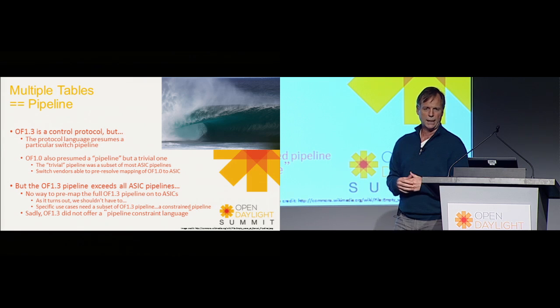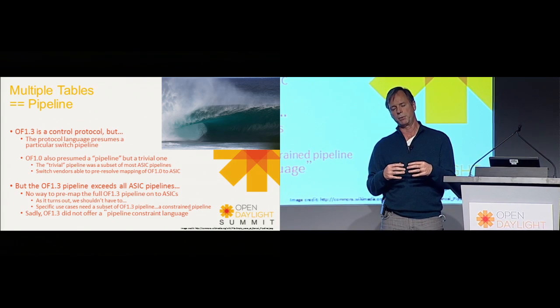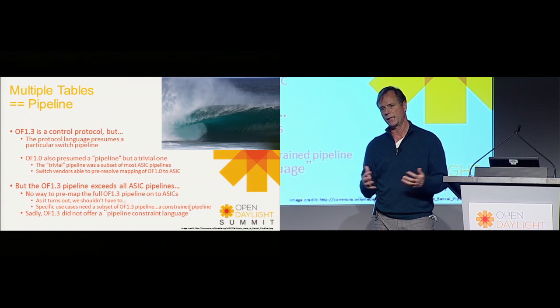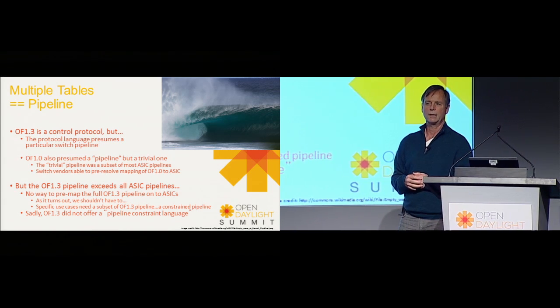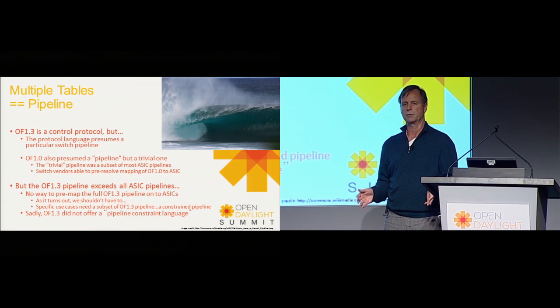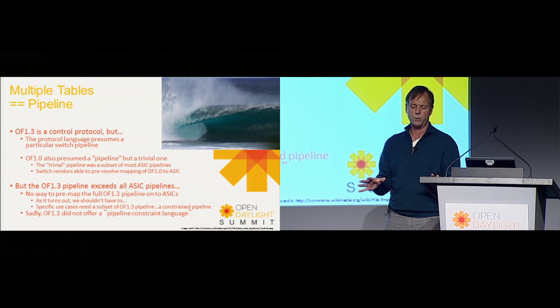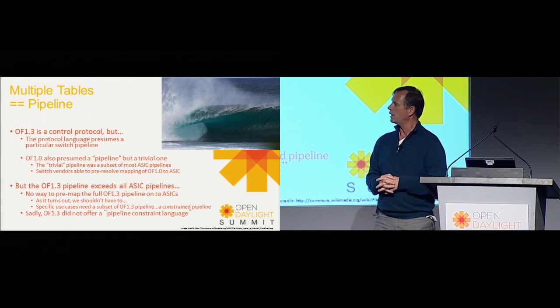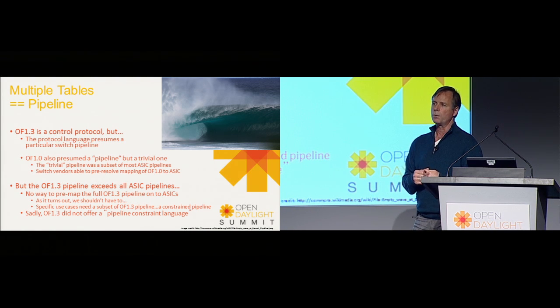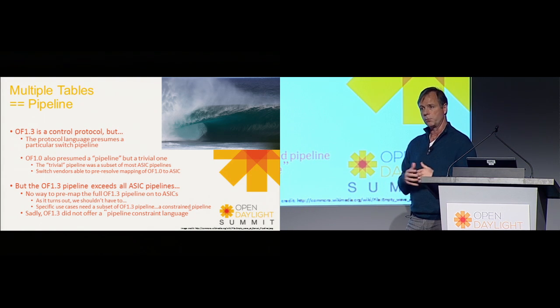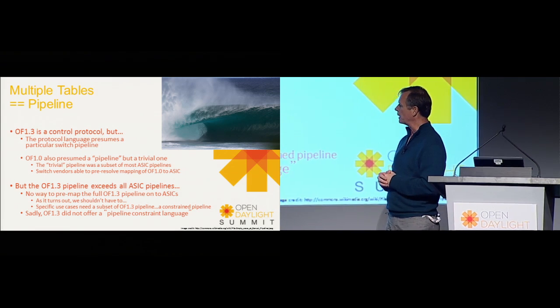OpenFlow 1.0 kind of did the same thing, but its assumed pipeline was a very simple pipeline, a single table, or at least Ben Pfaff likes to tell me that no, OpenFlow 1.0 allowed for multiple tables, but the controller didn't know about them, and so it would treat it like a single table. So what we need to do in 1.3, we want to take advantage of these multiple tables for the combinatorial problem that Colin's already mentioned.